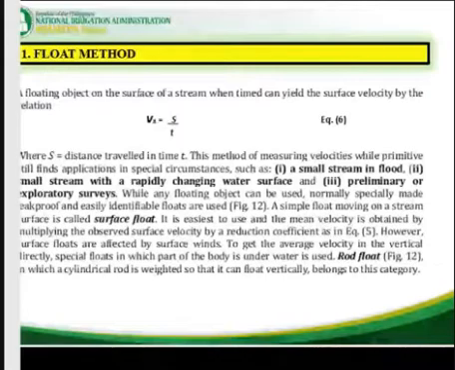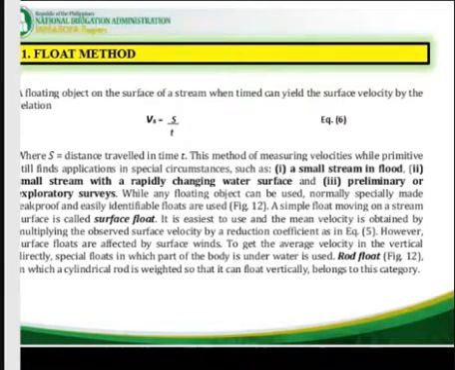This method of measuring velocities, while primitive, still finds applications in special circumstances such as 1. A small stream in flood, 2. Small stream with a rapidly changing water surface, and 3. Preliminary or exploratory surveys. While any floating object can be used, normally specially made leak-proof and easily identifiable floats are used. A simple float moving on a stream surface is called a surface float.